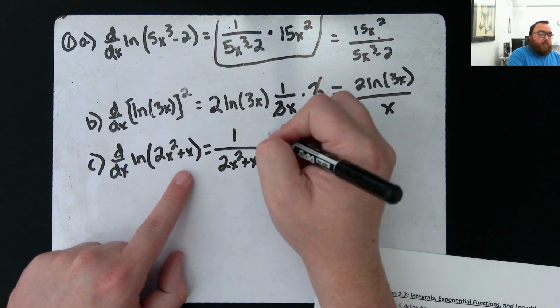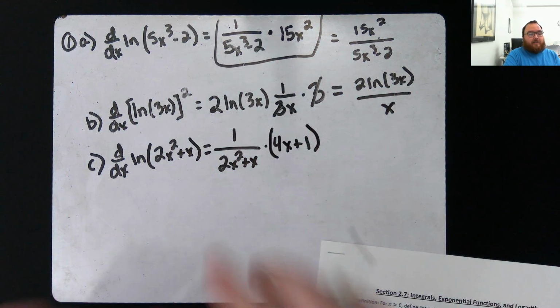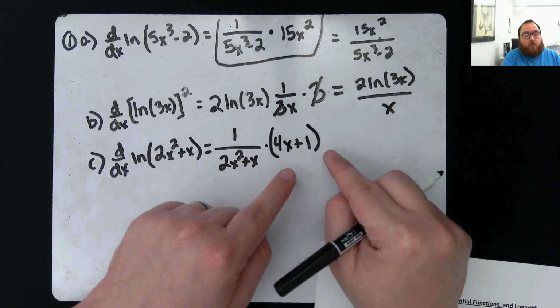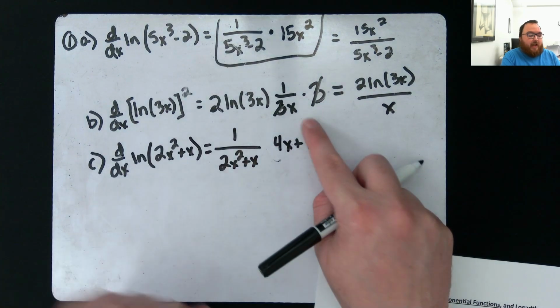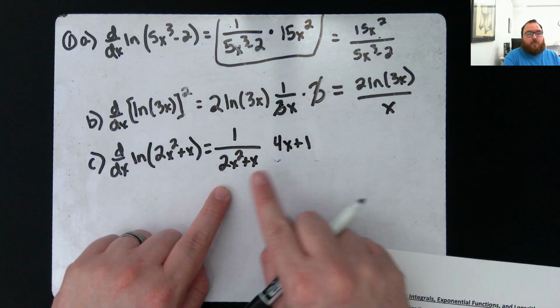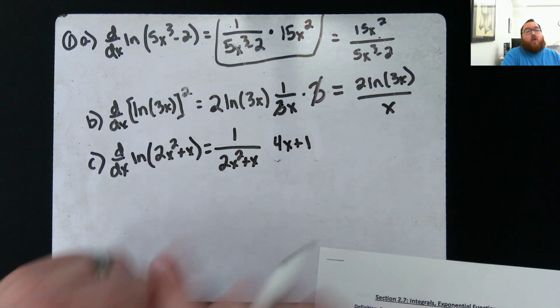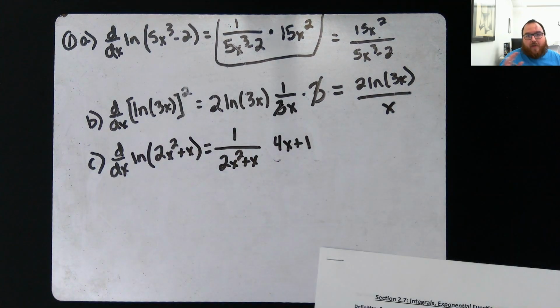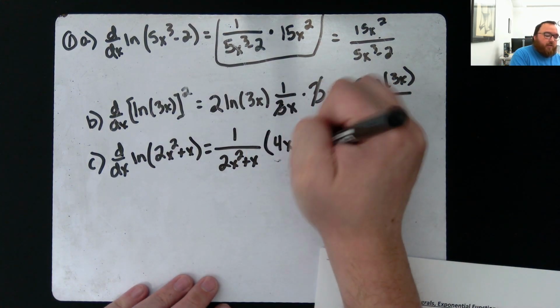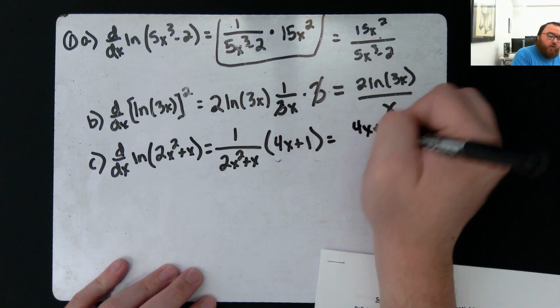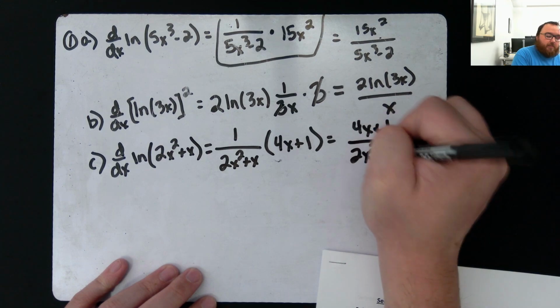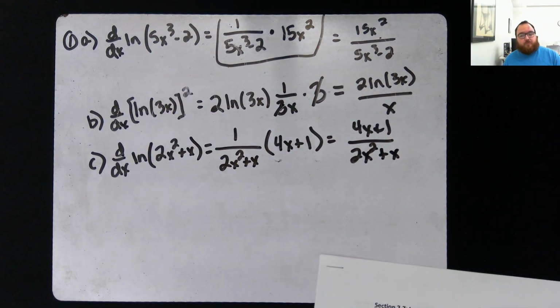Make sure you put a parentheses around here because that's like saying this times the whole thing, which is what I want. If I left it off, it would be like saying just this guy times 4x, and then all of that plus 1. And that's wrong. It should be times this whole thing. Which again, if you want to, you could write as 4x plus 1 over 2x squared plus x. But it doesn't really matter all that much.